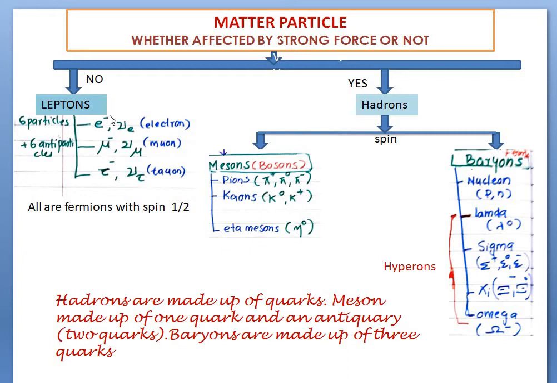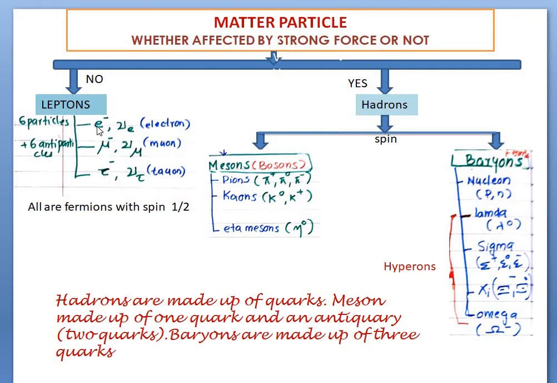All particles have their antiparticle. So the total number of leptons is 6. There are only 6 particles in this lepton family, or we can say that the lepton family is closed. Closed means no other particle can be added into this family. So there are only 6 particles and 6 antiparticles. Totally 12 in number.